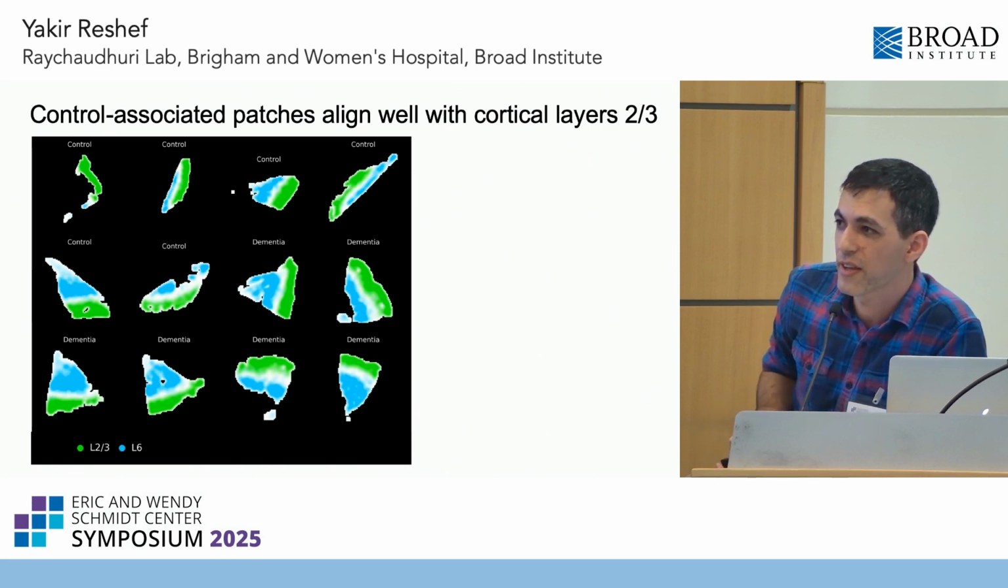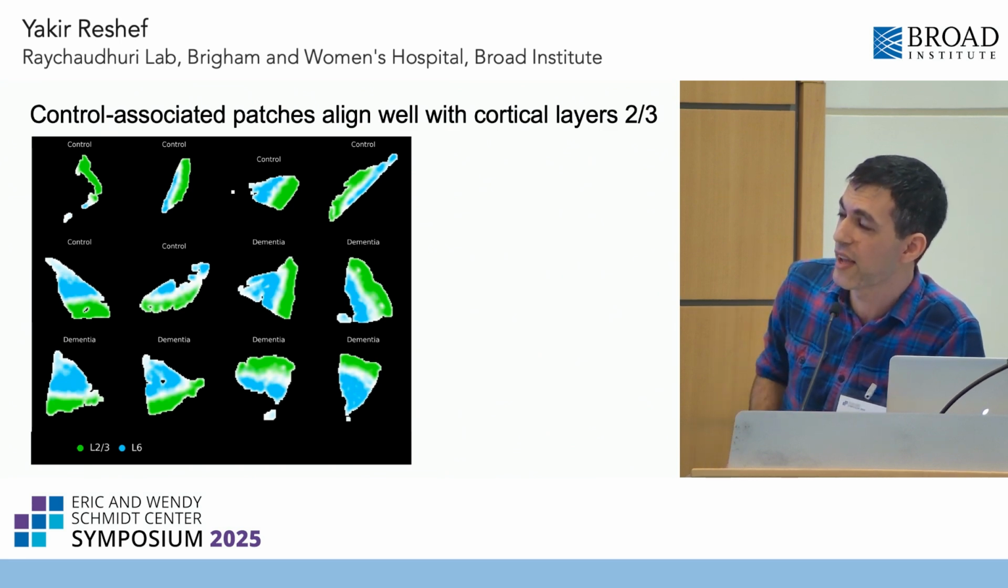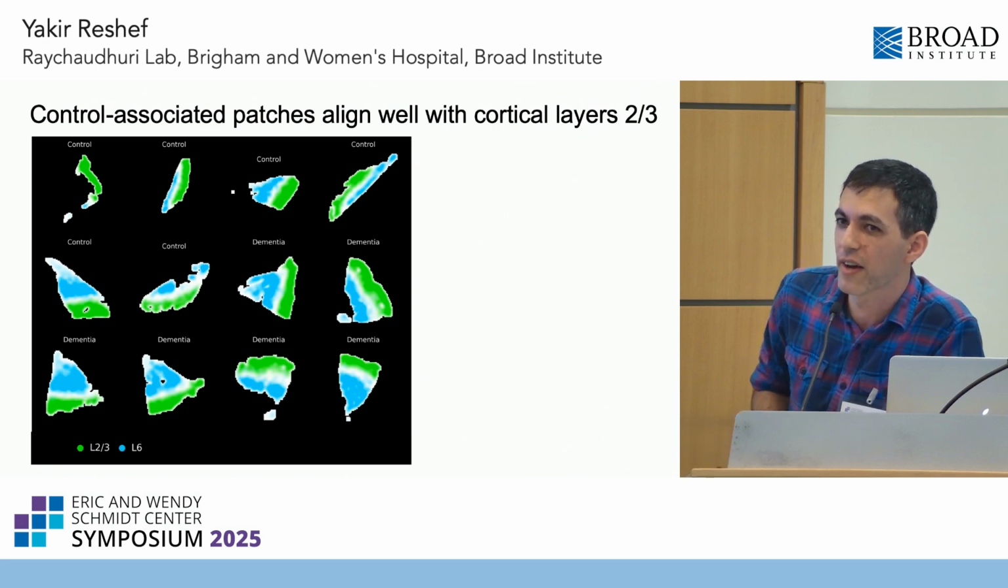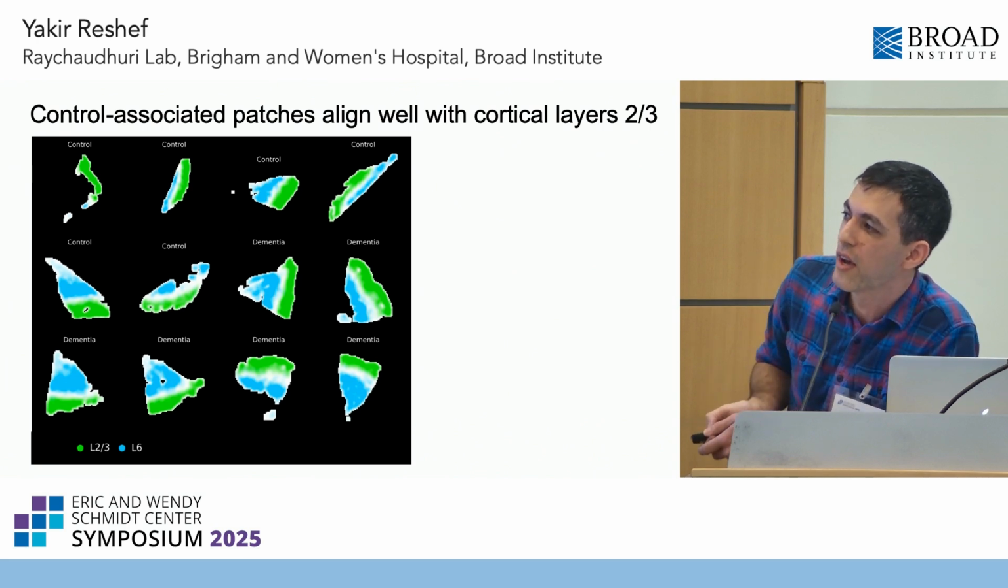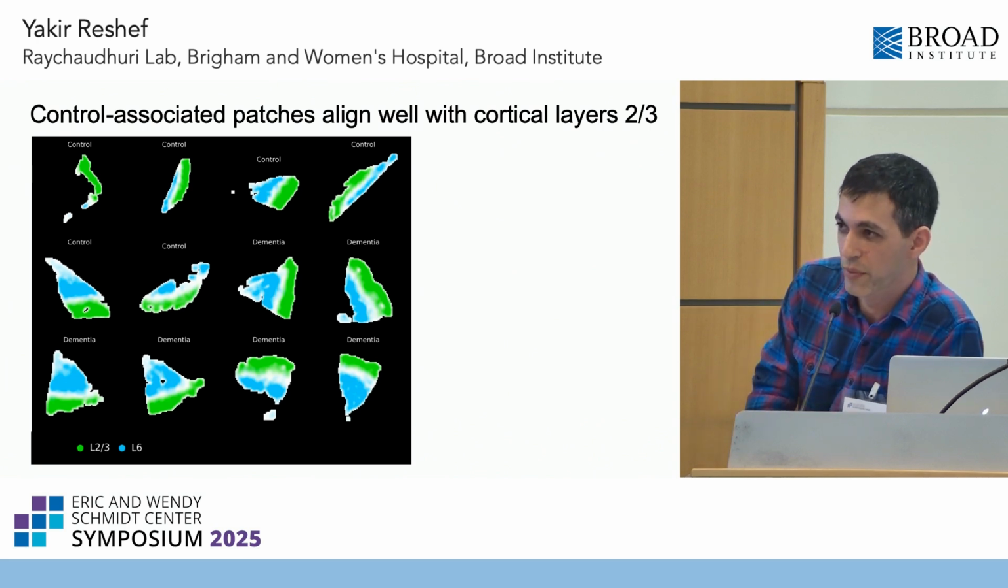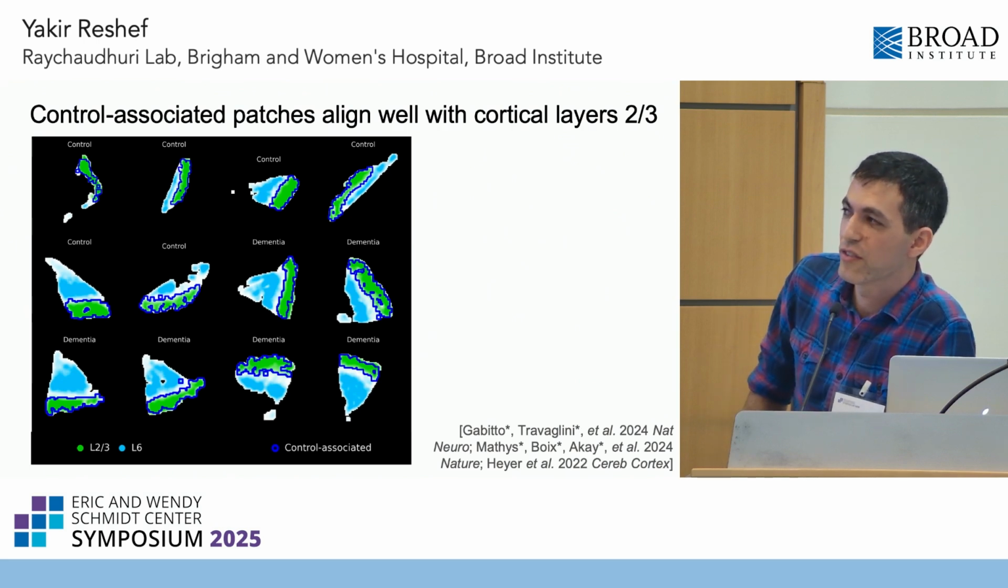So now you're seeing a subset of the samples, and they're arrayed in space. In each sample, I've indicated some of the cortical layers. Cortical layers 2-3 are indicated in green. Cortical layer 6 is indicated in blue. The reason I'm doing this is because when we overlay the control-associated patches onto this image, now outlined in blue, what we see is that they correspond really cleanly to cortical layers 2 and 3.